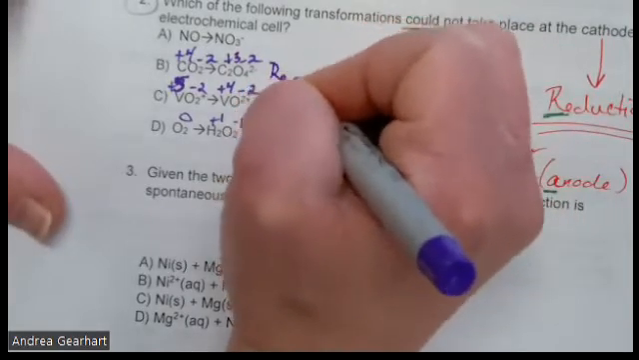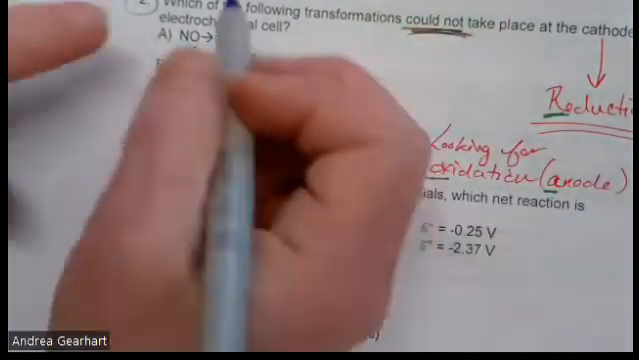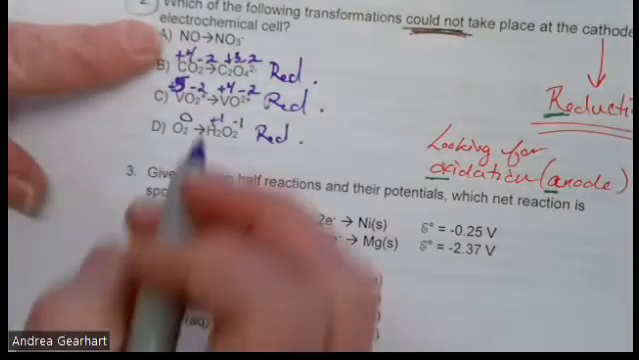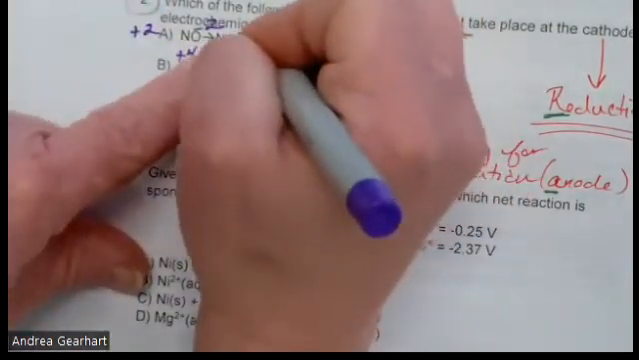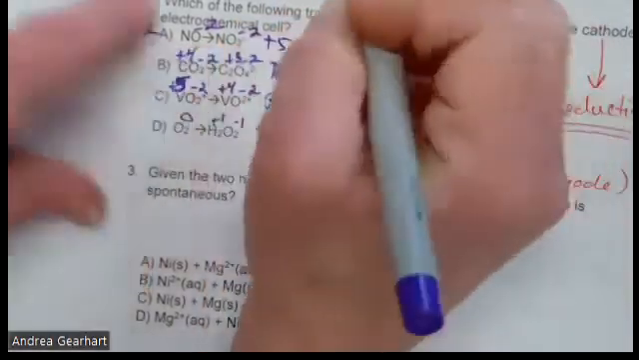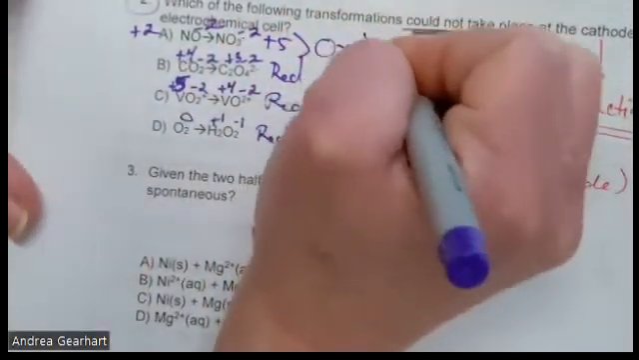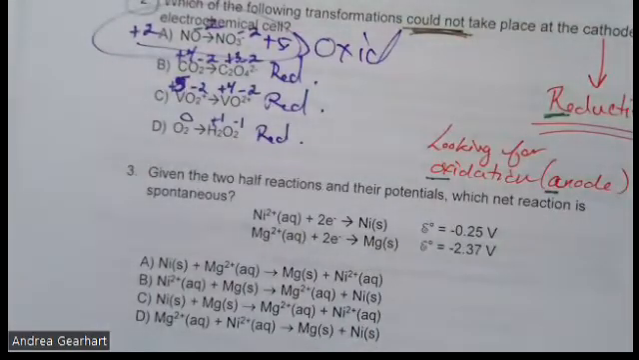Yes, there's another reduction. Let's make sure that this is oxidation. So -2, your nitrogen is +2. -2, your nitrogen is +5. There's our oxidation. So A. Okay, questions?